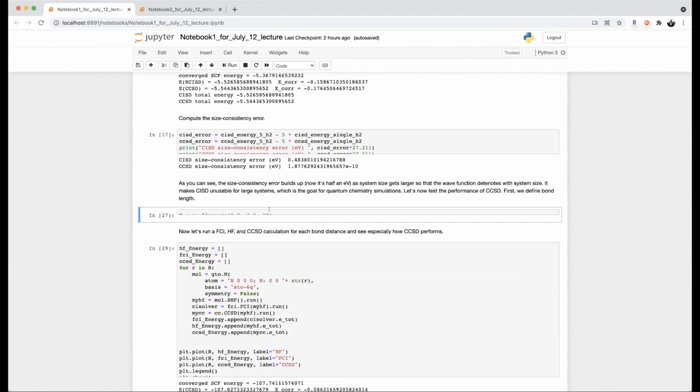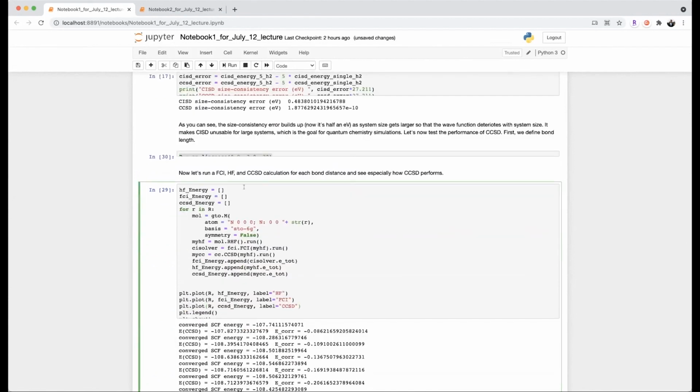Okay, so the last thing is that we test the performance of CCSD for different bond lengths of the nitrogen molecule and see how it performs. The bond length should range from around 0.6 to 3, so it covers from the equilibrium geometry to the stretched geometry. We run the calculation for full CI, Hartree-Fock, and CCSD for each bond length, and especially we want to see how CCSD performs.